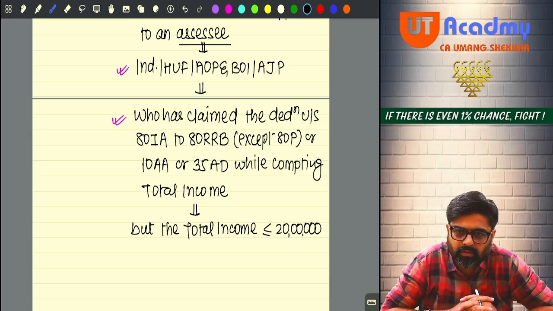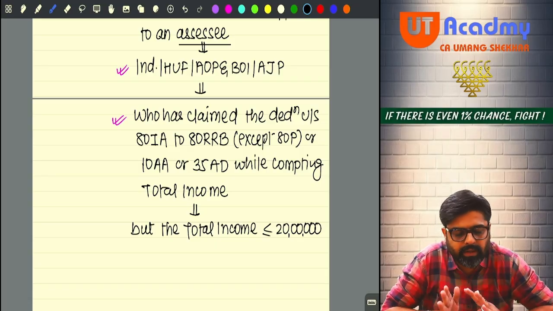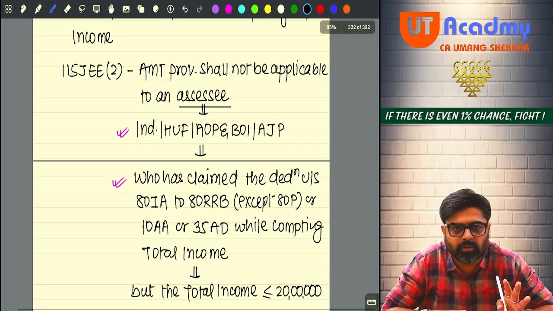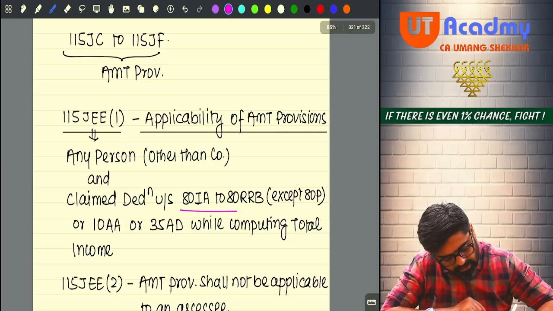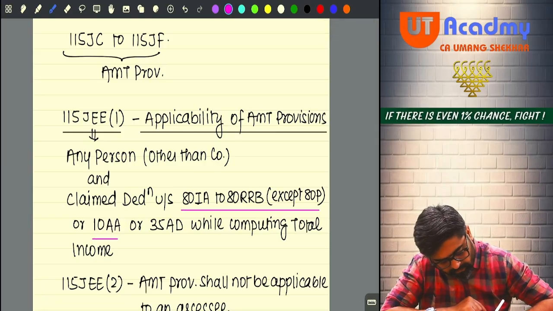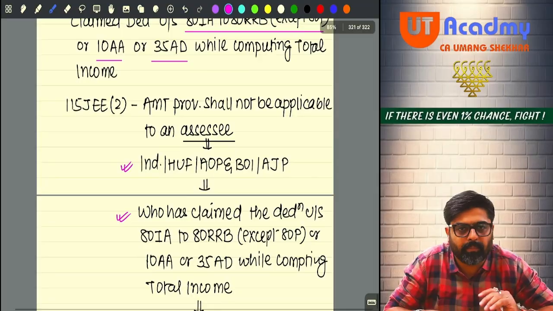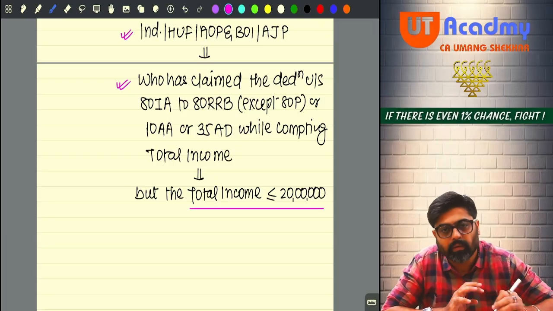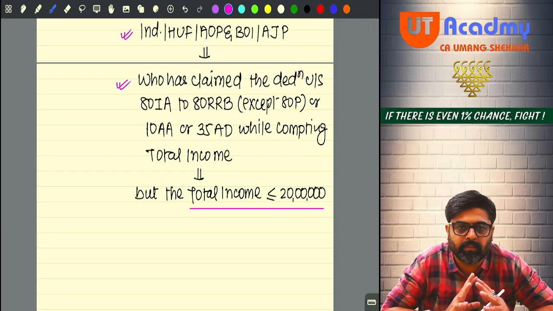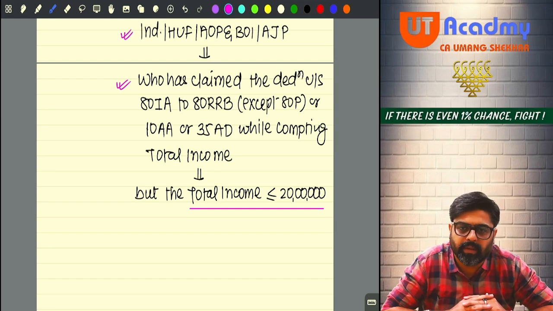See, for all the assessees the AMT provisions will apply. To individual, HUF, AOP, BOI and AJP also it will apply, provided they have claimed any of these deductions. Which deductions I said? 80IA to 80RRB or 10AA or 35AD. So for them also the provisions will be applicable, but for the purpose of applicability their total income should be more than 20 lakhs. After claiming these deductions, if their total income is more than 20 lakhs, then only for these assessees the AMT provisions will be applicable.